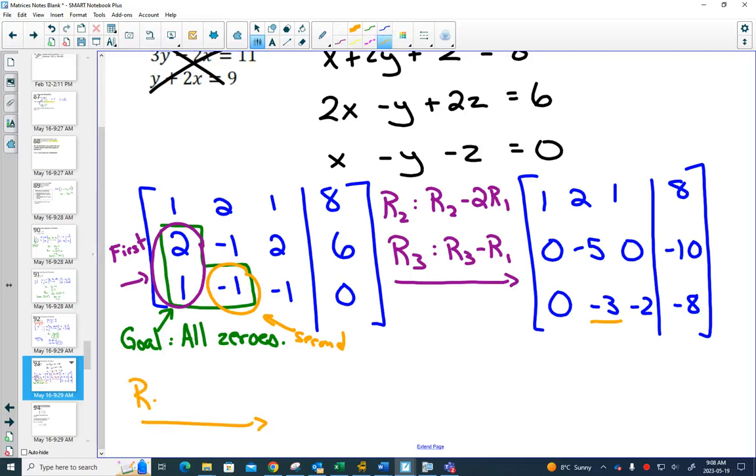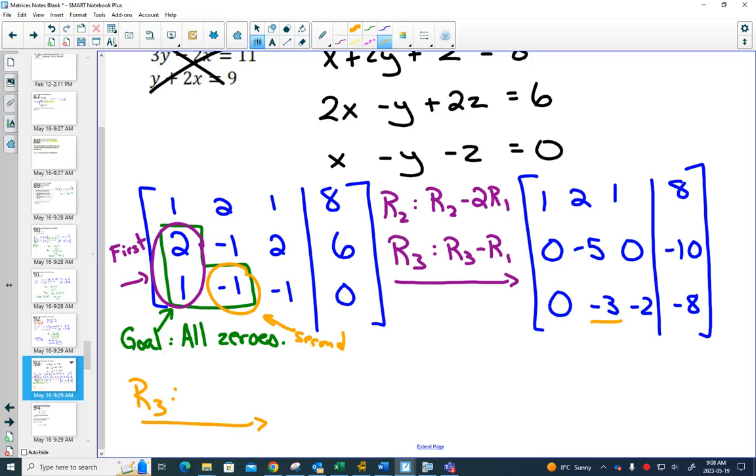We need to change row 3. And you have to only use row 2. The reason that you're not allowed to use row 1 is because then you will not have a 0 there anymore. So if I'm going to multiply and add and subtract rows, I now have to use row 2 and row 3 to make this a 0.